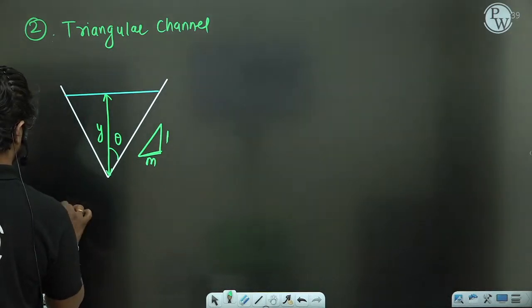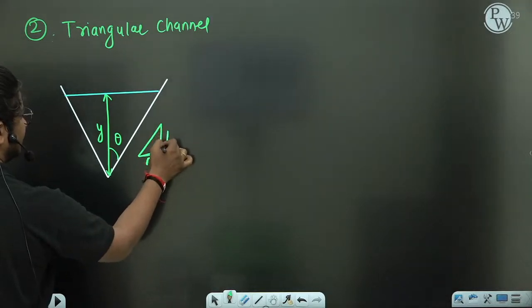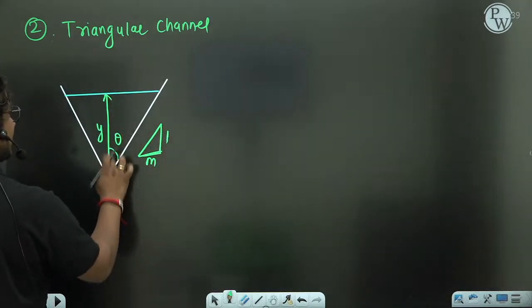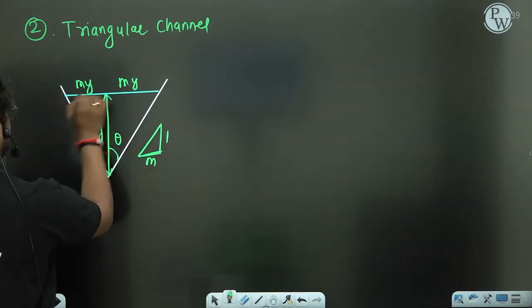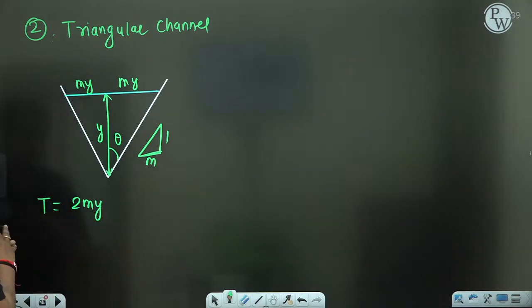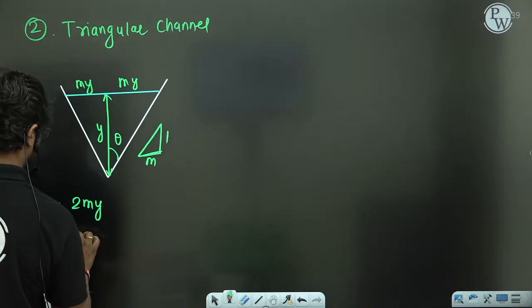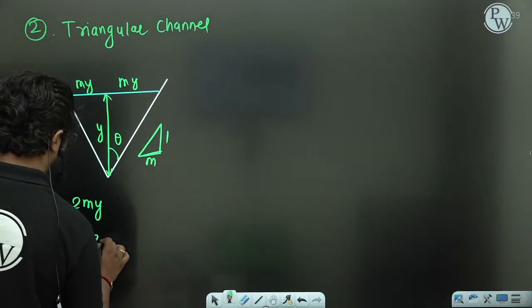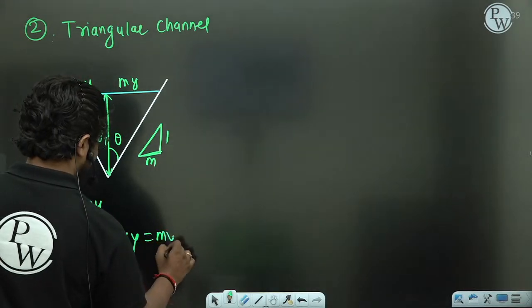First, the top width T. If this is 1, this is m: 1 vertical, m horizontal. So if this is y, this will be my. Here also my. So the top width will be 2my. Area will be half into base 2my into y, so it is my square.